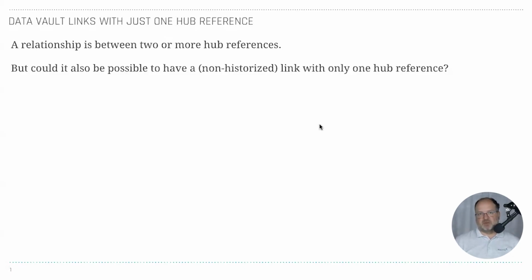And it's not very uncommon. So really, I've seen it too many times to say it's uncommon, right? It's not an everyday thing. Many non-historized links have more than one hub reference, but it's also not very uncommon.